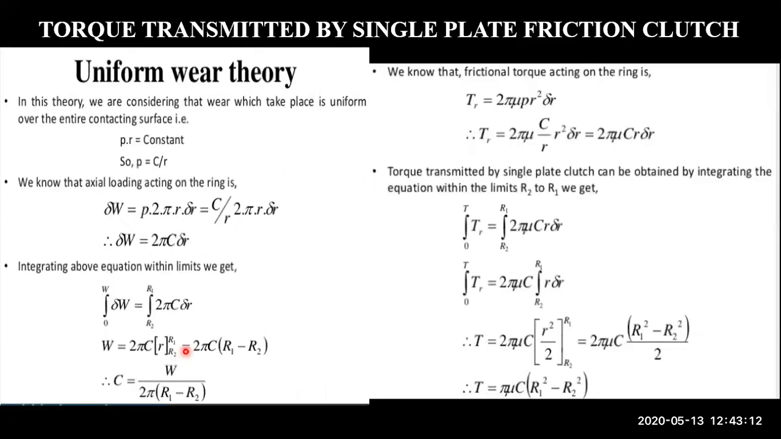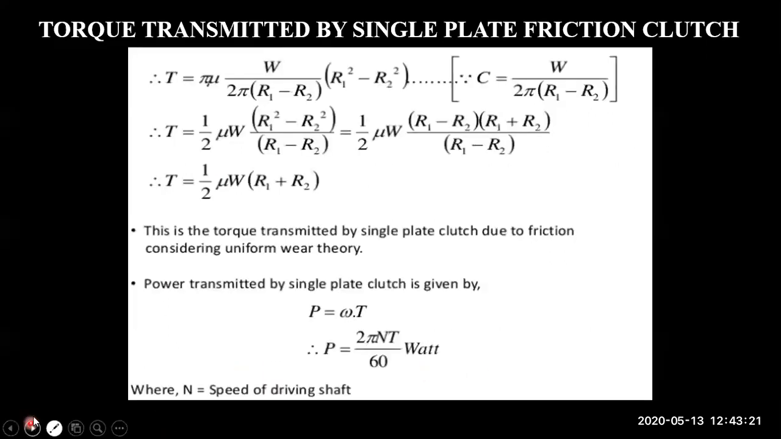It is a little bit lengthy. Why? Because you have to give a new value C, and then you have to define what value C means. That's why it's a little bit lengthy. I think maybe this will be for 10 marks. So yeah, this is without that value C. Now, this is the torque transmitted considering uniform wear theory.